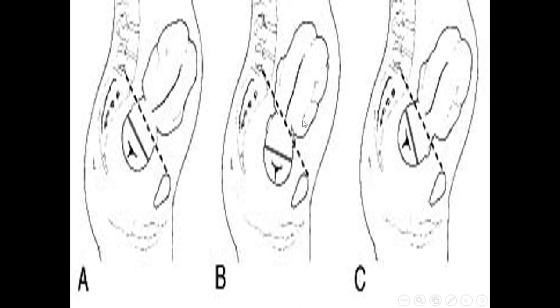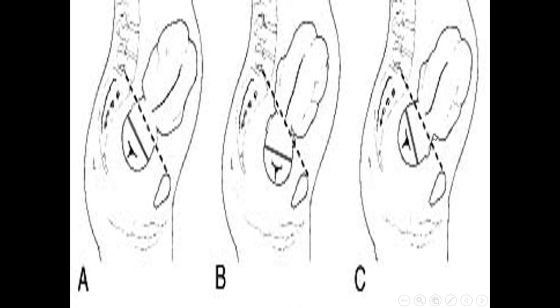But if the fetal head is flexed on the anterior shoulder like that, we have what is called anterior asynclitism, because the sagittal suture will be nearer to the symphysis pubis than to the sacrum. So the posterior parietal bone will be lower than the anterior parietal bone. So we have anterior asynclitism, or what is called the posterior parietal presentation.